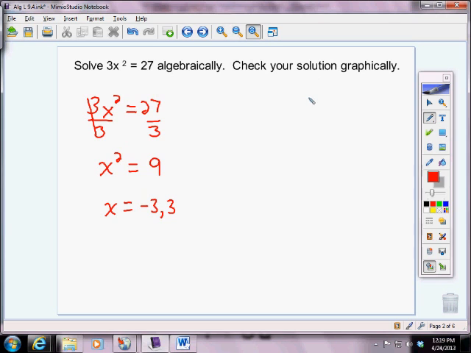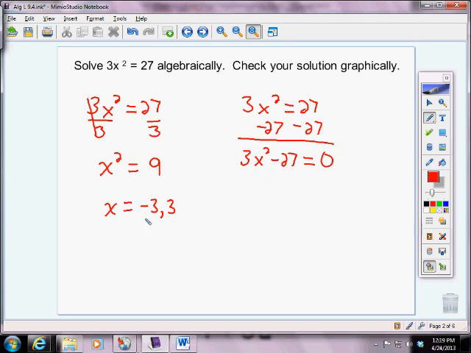Now let's talk about how we can check your solution graphically, because honestly, many of your quadratic equations will not work out as nicely as negative 3 and 3, so you will not be able to solve them algebraically. Here's what we mean by our steps. Step 1 says solve for 0. I want this to say 3x squared blah blah blah equals 0, so I'm going to subtract 27 from each side. I end up with 3x squared minus 27 equals 0. I know you're thinking, why would you do that? Well, this is just how we graph.